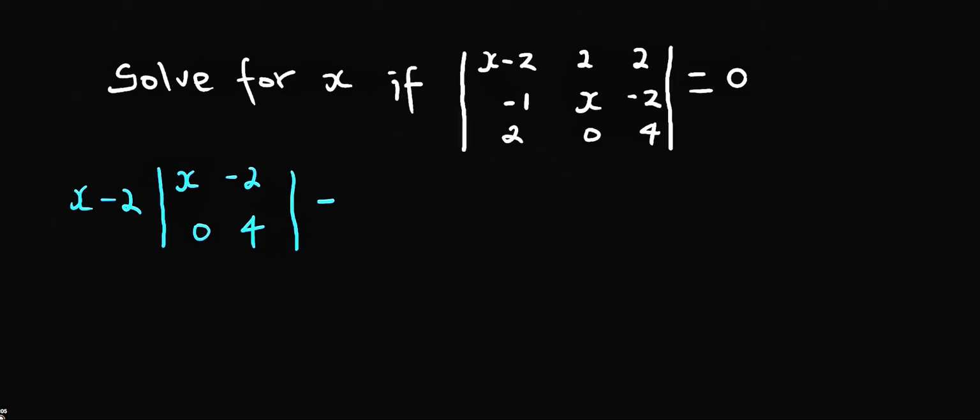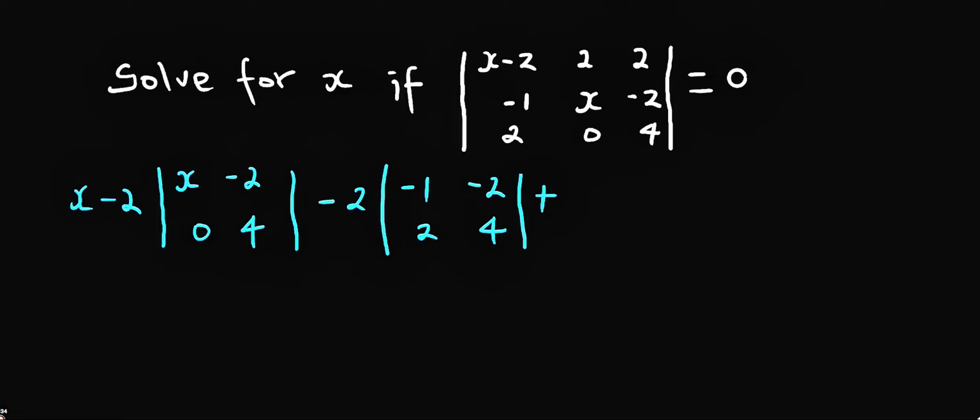Then we're going to subtract the next element, that is 2, and then we multiply that by the determinant of the small matrix that is left when we cover the row and the column of 2. So that is negative 1, negative 2, and we have 2, 4.